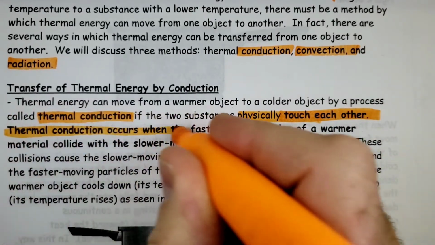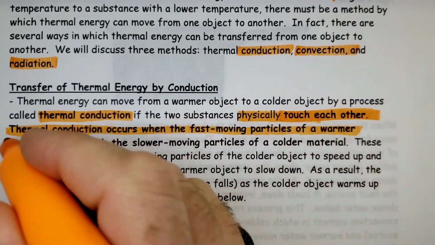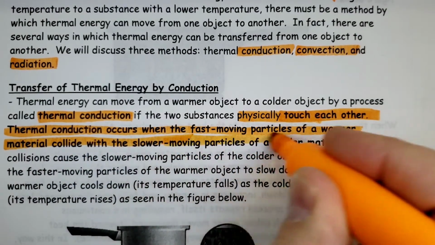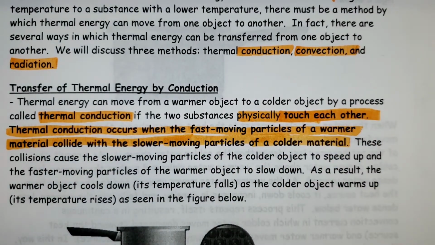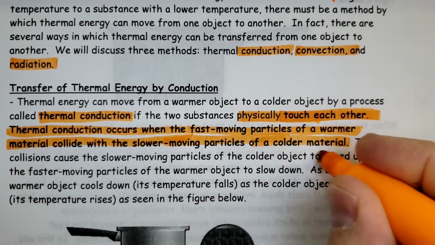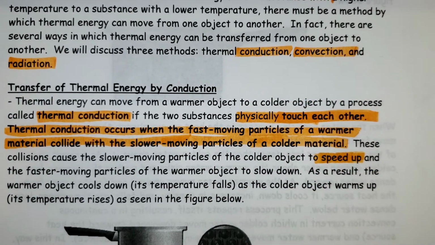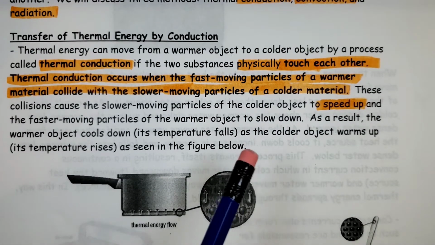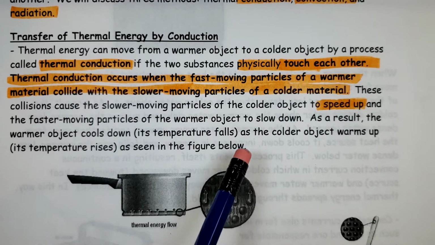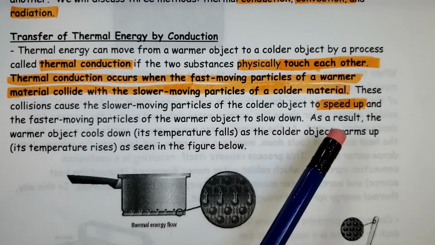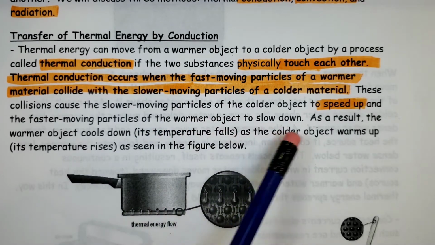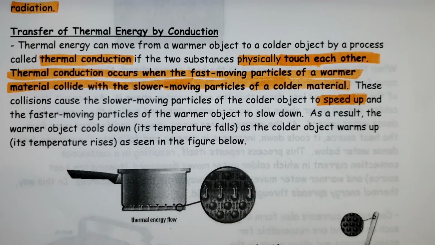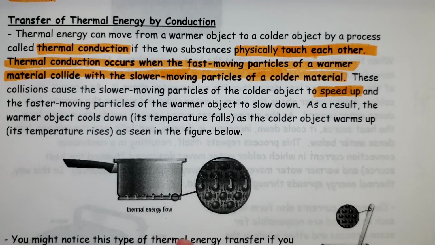So thermal conduction occurs when the fast-moving particles of a warmer material collide with the slower-moving particles of the colder material. These collisions cause the slower-moving particles of the colder object to speed up. So you have high-speed molecules hitting lower-speed ones. Some of the thermal energy will be transferred over, speeding up those slower ones, thereby heating up the temperature. And the fast-moving particles of the warmer object slow down. As a result, the warmer object that was originally warm cools down as the colder object warms up.